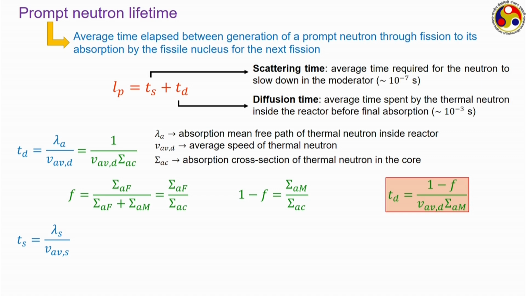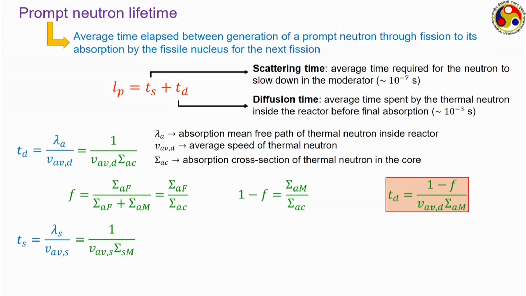It is equal to λS by V average S. λS is the scattering mean free path and V average S is the average velocity of the neutron during the scattering process. One thing: this velocity during the scattering process definitely keeps on changing, because the only energy that a neutron can have is kinetic energy, and during the scattering process its kinetic energy reduces from something like 2 MeV to 0.025 electron volt, and therefore, accordingly this V average can also have a very large range.